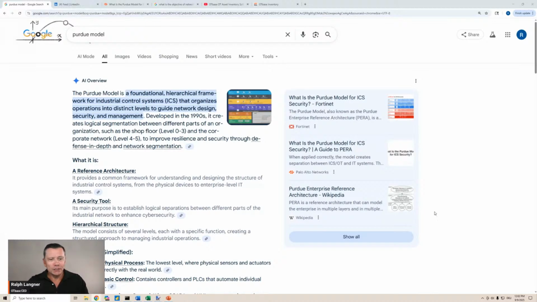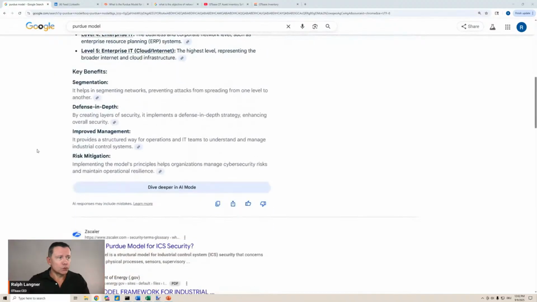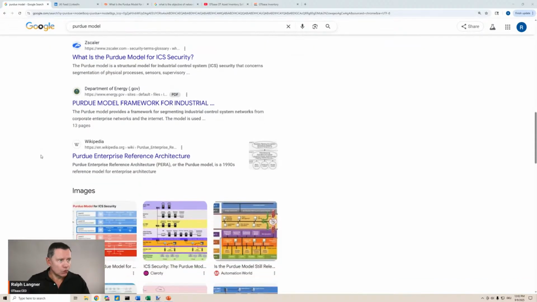But what I really want to focus you on is, if you just look at that first Google page, and you look at the links that are provided in more detail, what do you recognize? What is the Purdue model for ICS security? Funny thing is, I didn't even mention that I was interested in ICS security. So this is just something that the AI had provided, apparently because that's the context in which this term is discussed most often.